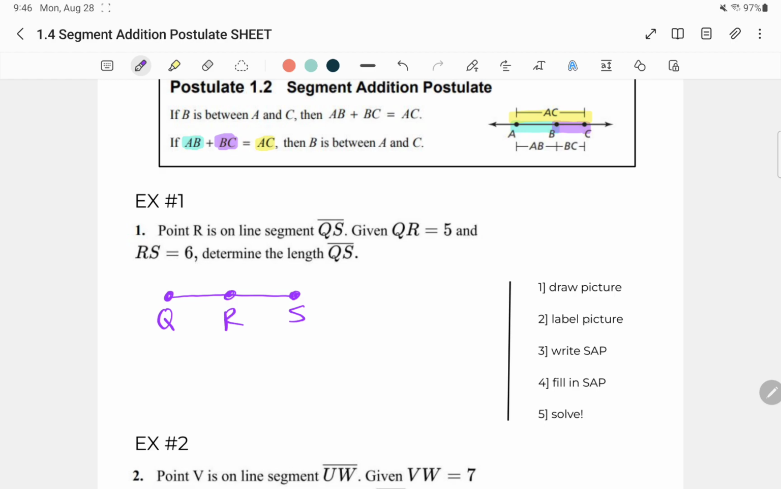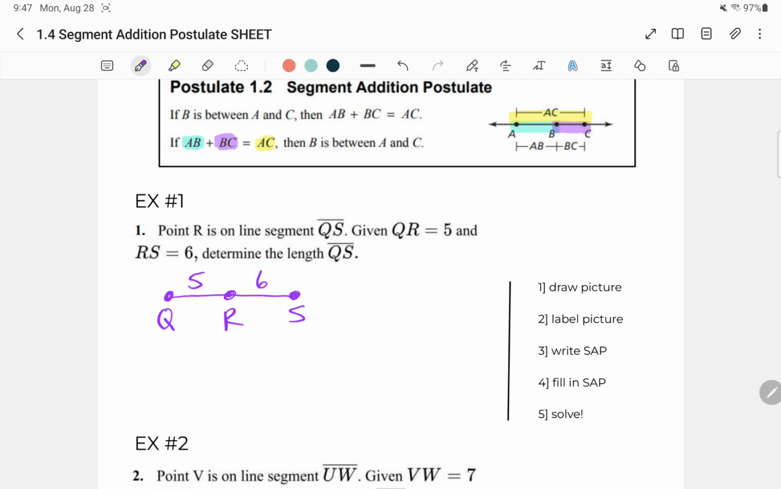Then I'm going to label my picture. So QR is equal to 5. So that means between Q and R, the length is 5 units. So I'm going to put 5 right in between Q and R. And RS is equal to 6. So that means this line segment between R and S is 6 units. So I put 6 right there.